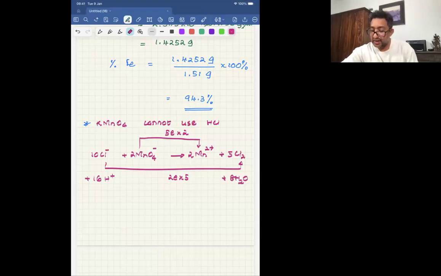Can't we take the mass of iron as 1.4 grams? It is 1.4252. Okay. Clear?